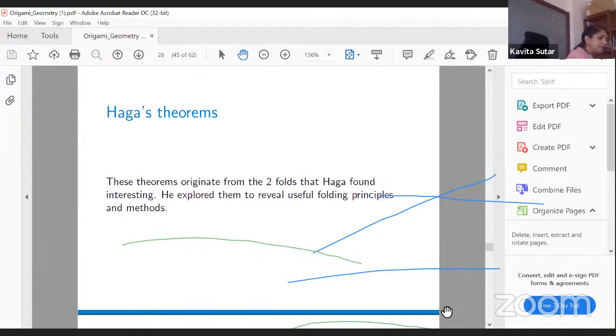Now let's call this angle here, where this flap has come, alpha. Let's call this angle beta. Because this is a corner of the paper, we know that this angle here is already 90 degrees. So this also tells us that alpha plus beta must be 90 degrees. Now the question is, what are x and y?